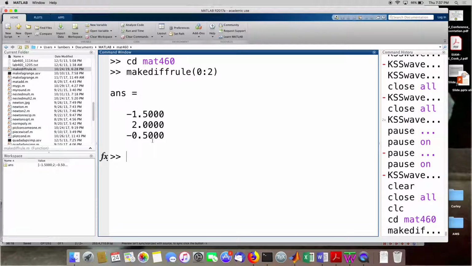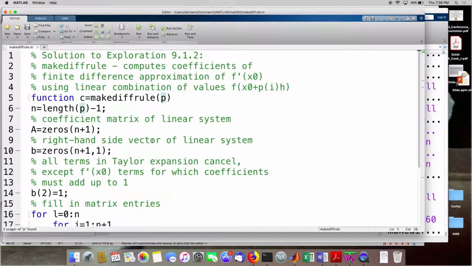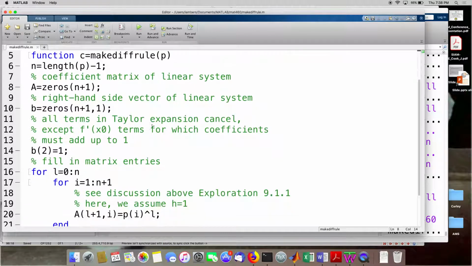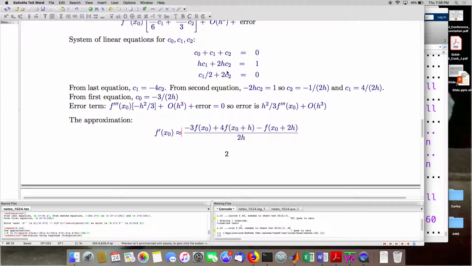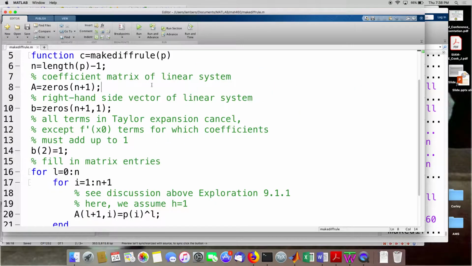For the homework, you'll be writing a function that computes these coefficients, but using Lagrange polynomials, which I will get to in a moment. But what this function does to get those coefficients is we're setting up a system of linear equations. However many points you have, that's how many equations you have. And the right-hand side will be all zeros, just as I had in the example, except for the second row. No matter how many points you have, you want the first derivative, so the second element on the right-hand side needs to be 1. So that's what I do here.